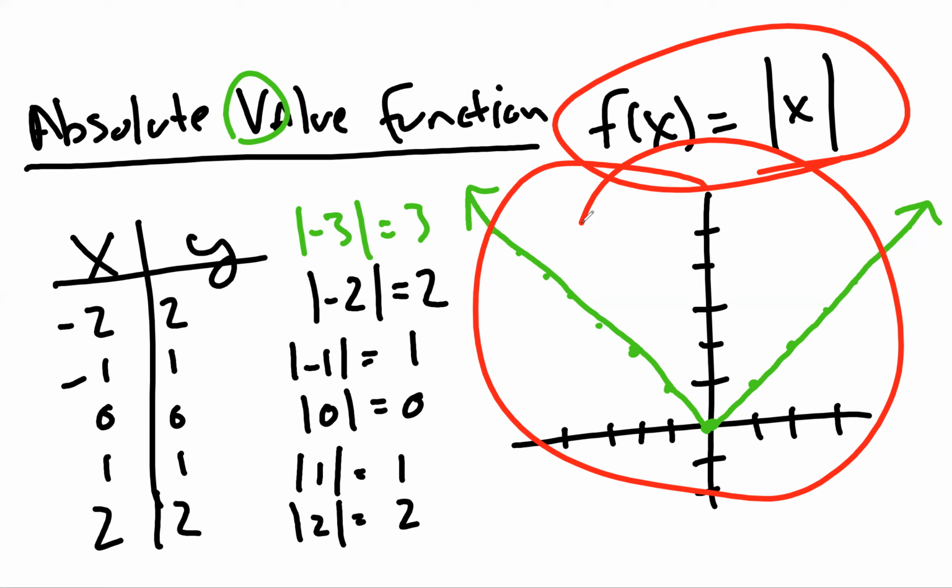Those are our 4 parent functions. We're going to be using those a lot in the next two sections. We're going to be manipulating them, flipping them, making them wider, making them skinnier, moving them to the left, moving them to the right, all kinds of things. So what are your questions? What are your thoughts on these first four parent functions?